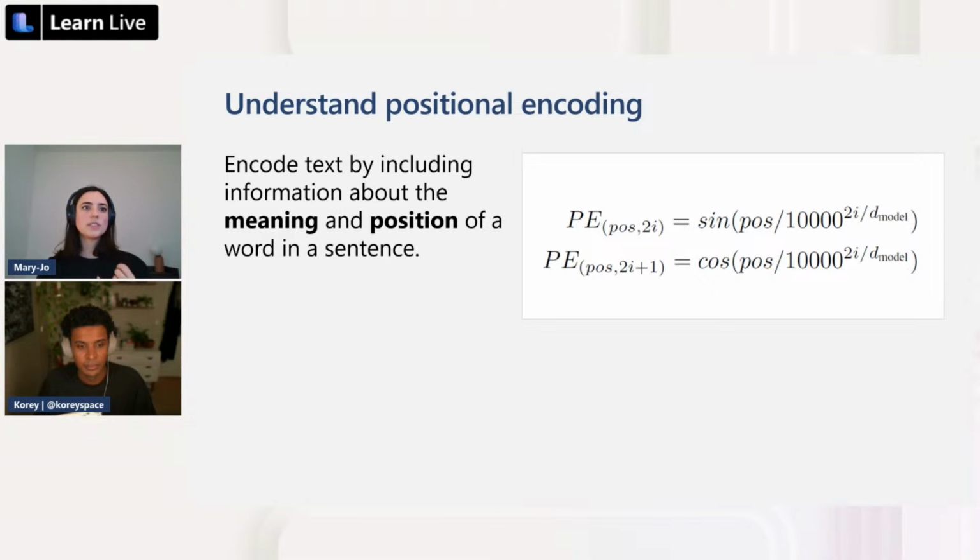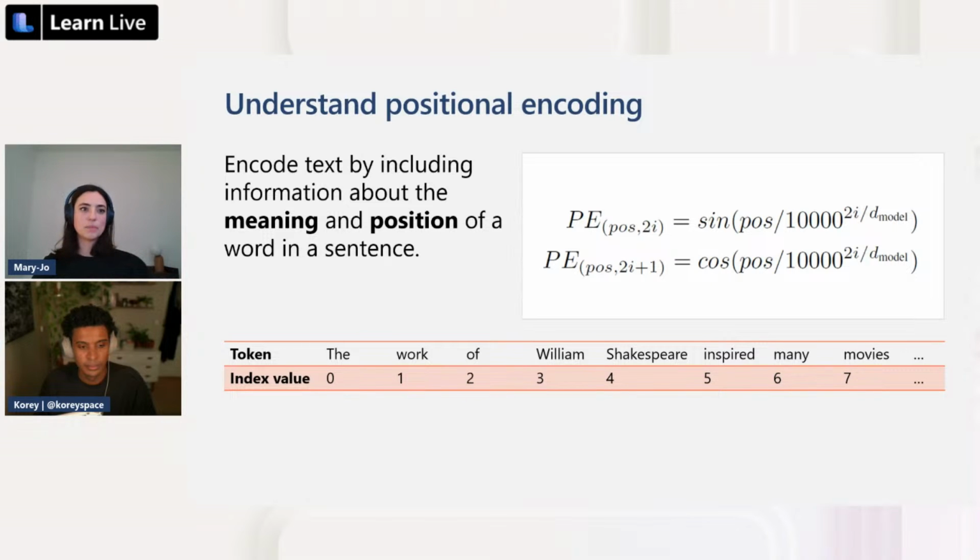And again, this was a way to encode text, to make sure text was represented as a numerical value. But this time we have vectors, which are actually a combination of the word embeddings as well as a positional vector. The word embedding would represent the meaning of a word. The positional vector would represent the position of a word in a sentence. So the way that you can encode the position of a word in a sentence is by giving it, again, a number. Here's an example where you would have a sentence like "the work of William Shakespeare inspired many movies." And very simply, you can put a value to each token in that sentence.